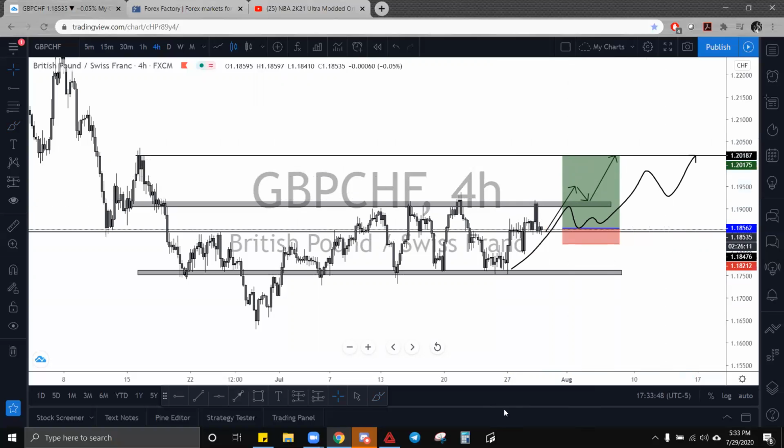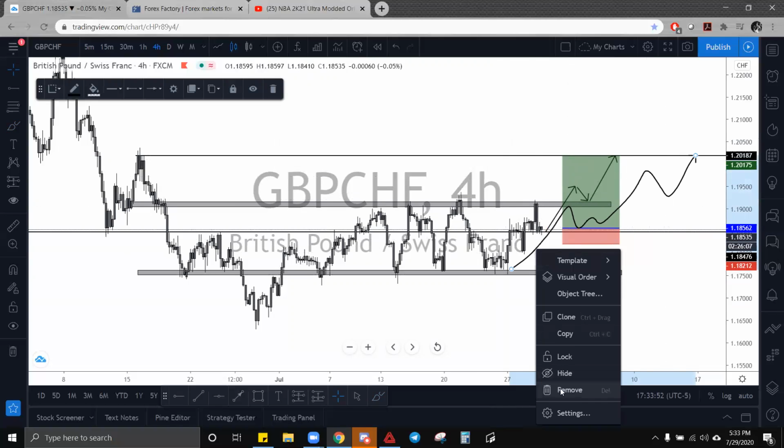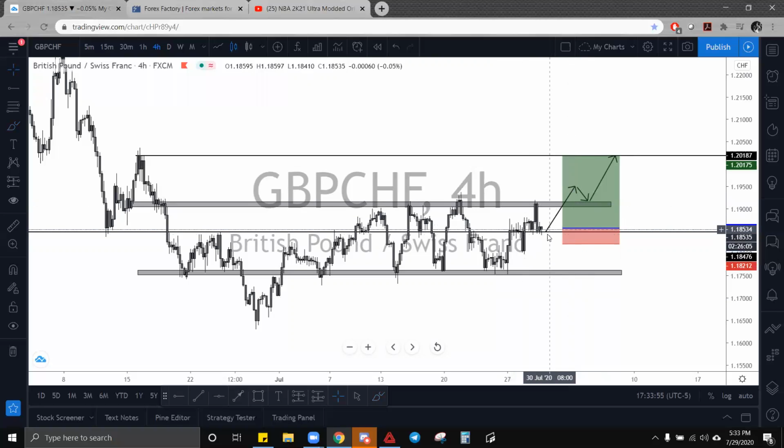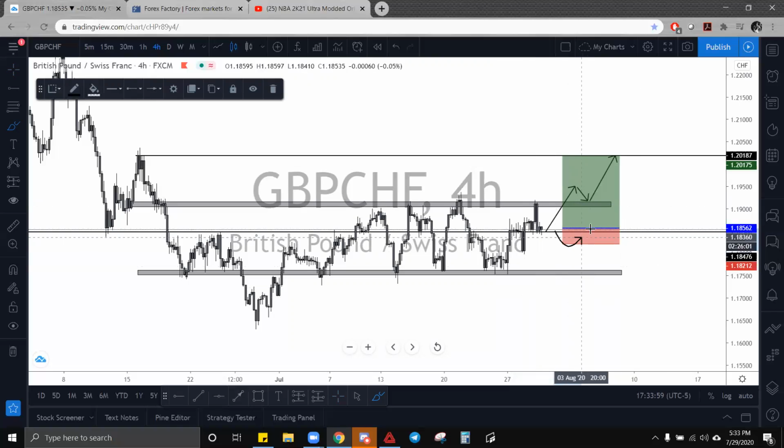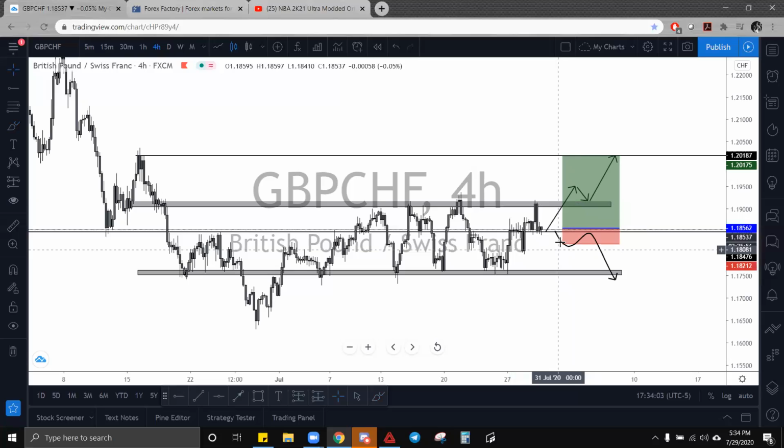So I won't be selling unless the market dips beneath here, does that, and then it'll go there. So this is the thing I was telling you. Until this higher low gets broken, I don't see sales.